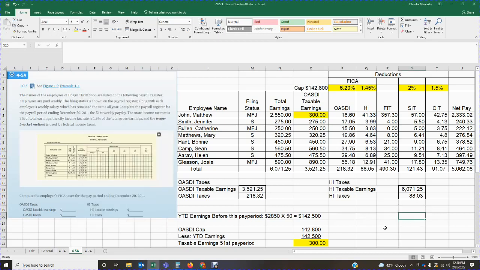Okay, so this is the completed payroll register. The only issue is, depending on the problem that you get, I'm more than sure that one of your employees is going to go over the cap. So you need to be able to figure out the employee that's going over the cap and then identify what portion of the payroll for this paycheck is going to be taxed. And remember, look at the cap and compare it to your year-to-date earnings as of the last paycheck. So in this case, we are currently in the 51st paycheck, so we want to compute our year-to-date earnings as of the 50th paycheck.